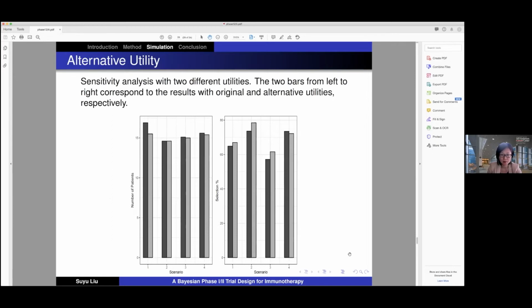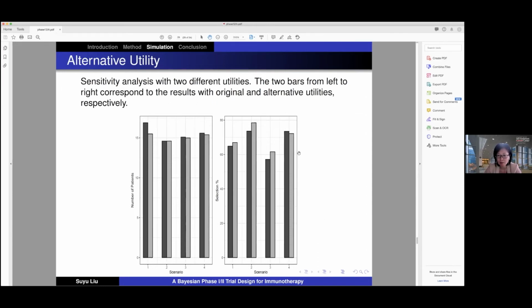We compare the results with the original and the alternative utilities in terms of number of patients and selection probability of the true optimal biological dose for each scenario. The dark bar represents the results for the original utility, and the gray bar represents the results using the alternative utility. The left section is the number of patients treated. By changing the utility, both designs treat a similar number of patients at the true optimal biological dose; the difference is roughly two, less than three. In terms of selection probability, the designs using both utility functions have a similar performance in correctly selecting the true optimal biological dose.